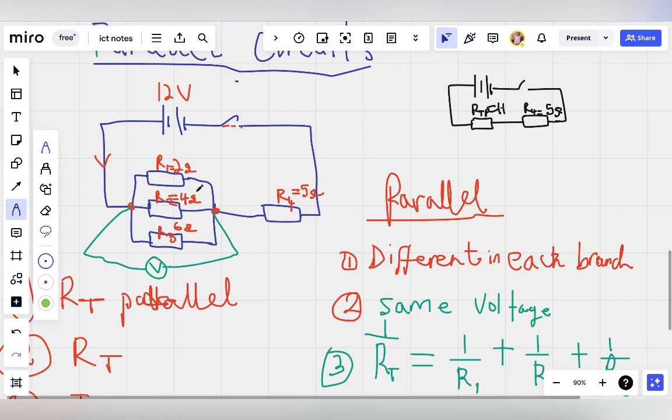So this whole circuit reduced to this, because we found the total resistance from these three resistances. So we've gotten 1.1 ohms. It has been reduced to only one resistor. So the circuit is now this one.